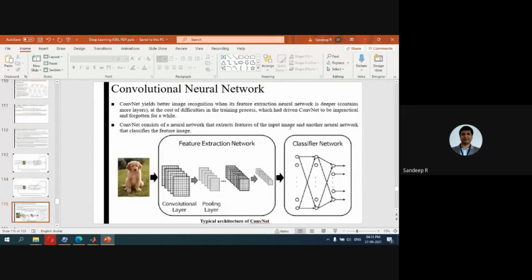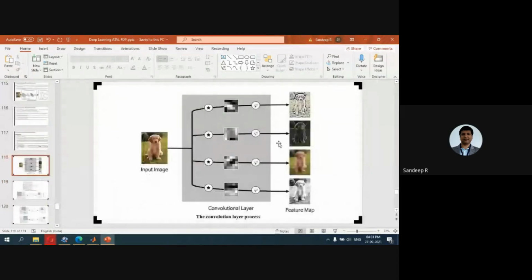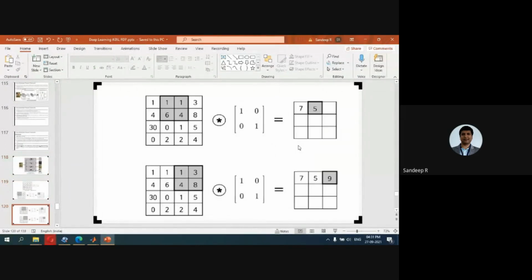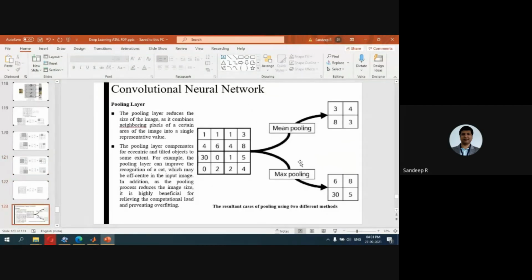Convolutional neural network. So here I would have shown again with few examples, simple with numbers. I do not go into much mathematics and what the actual output would look like. And then finally how the calculations are done and what is mean pooling, max pooling.